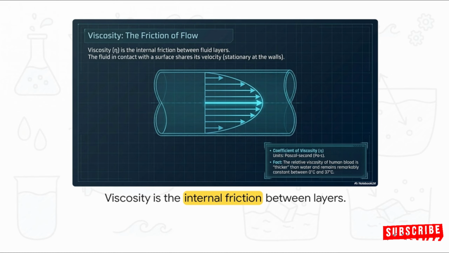And here is a super surprising fact for you. Human blood is technically thicker than water, and it maintains remarkably constant relative viscosity anywhere between 0 and 37 degrees Celsius. That specific quirk is absolutely vital for keeping our cardiovascular systems healthy across wildly different environments.